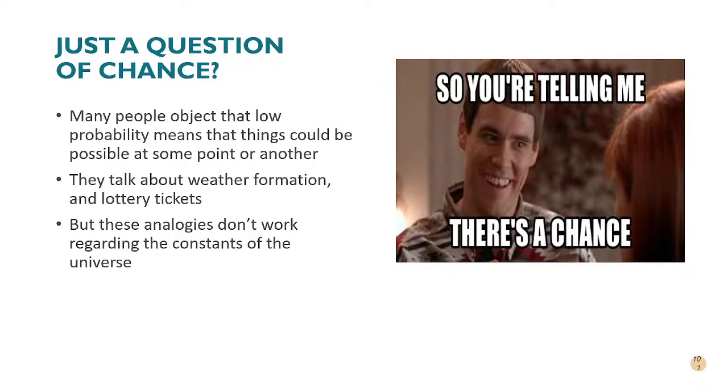So one of the objections is, so you're telling me there's a chance, just like this famous meme from Dumb and Dumber where he gets rejected and the girl says there's a 1 in a million chance that I will go out with you. Obviously, many people object that low probability means that things could be possible at some point or another. They talk about weather formation and lottery tickets and other natural phenomena, but this is not comparable specifically to things like the fine-tuning argument.